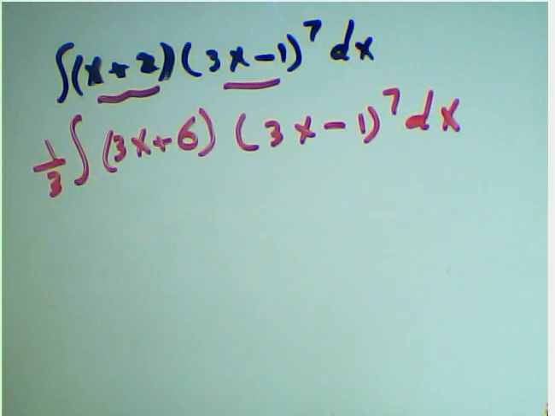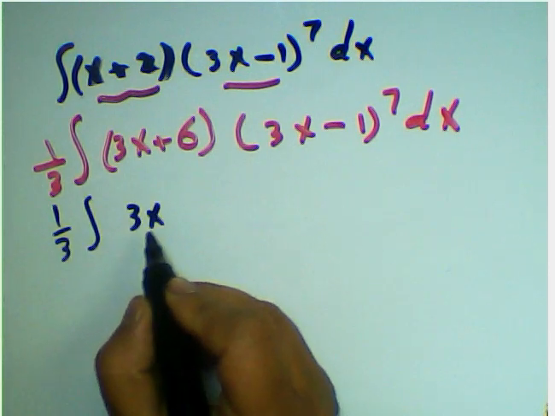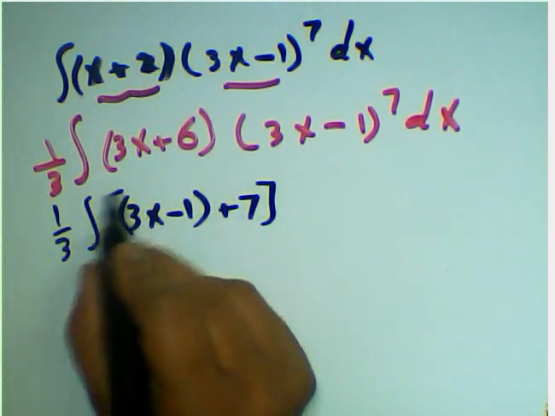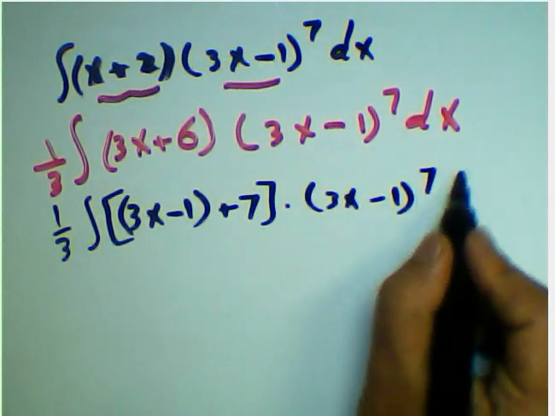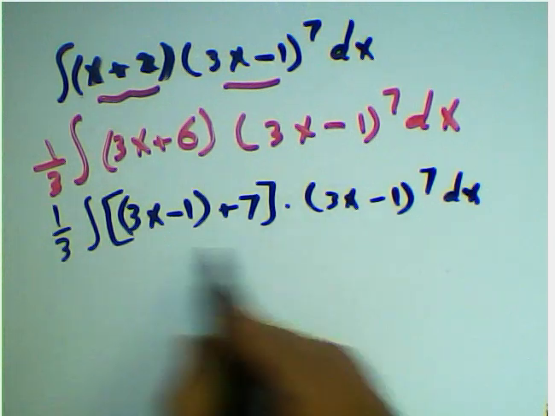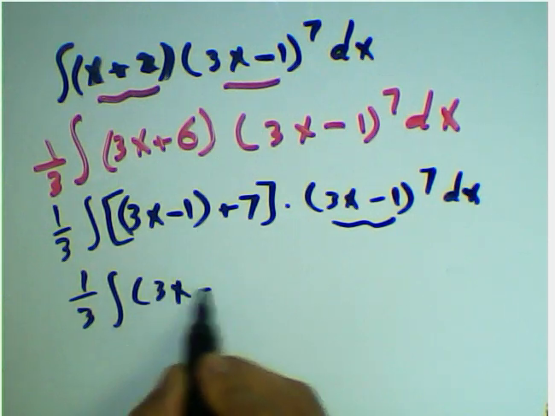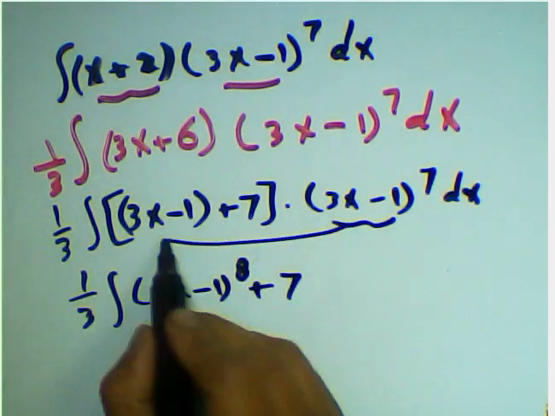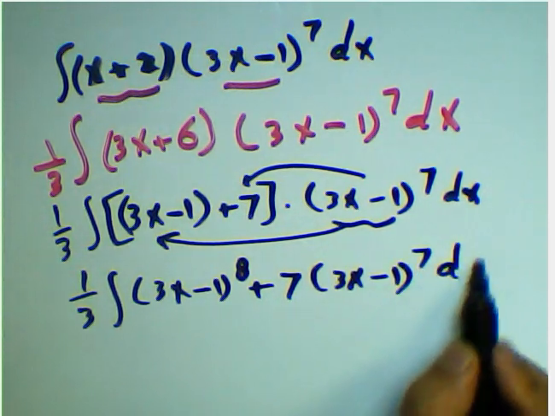And then in the function we must convert it like this function. How can we find the result? We can write one third outside here, integration of 3x minus 1, and we must add 7 to it. The result will be 7 minus 1 equals 6, plus (3x minus 1) all to the power 7 dx. We can use distribution, this function multiplied by the function here, and write one third outside, integration of (3x minus 1) all to the power 8 plus 7 multiplied by (3x minus 1) all to the power 7 dx.